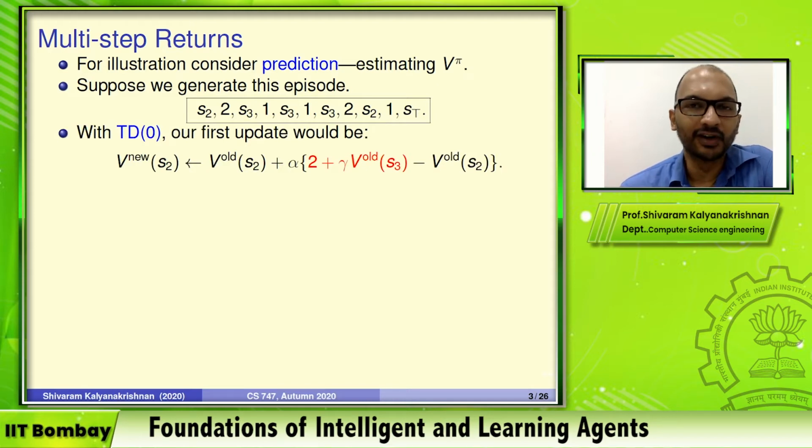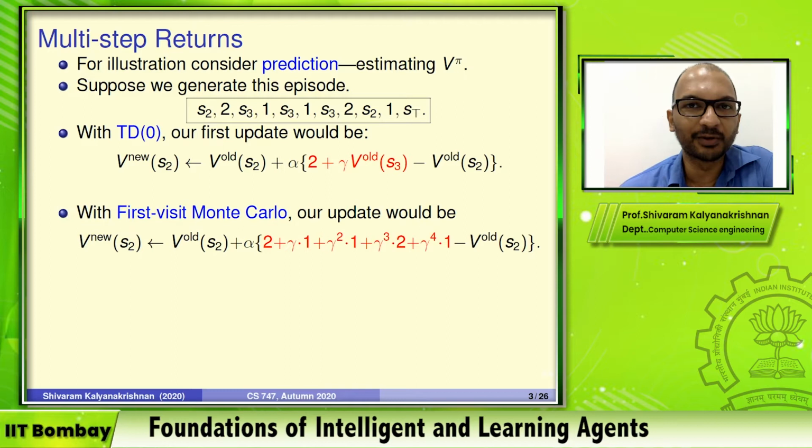Now with TD0, which we covered last class, we already know this is the sort of update we will do. As soon as you reach S3 from S2, you are going to update your estimate of the value of S2. For simplicity, I have not used time as an explicit suffix in these updates. I'm just calling this new estimate and old estimate. So V new of S2 becomes V old of S2 times 1 minus alpha plus alpha times the target. The target is what you see in red, and with TD0, the target is reward plus gamma times current value of next state. So 2 plus gamma times V old of S3 in this case.